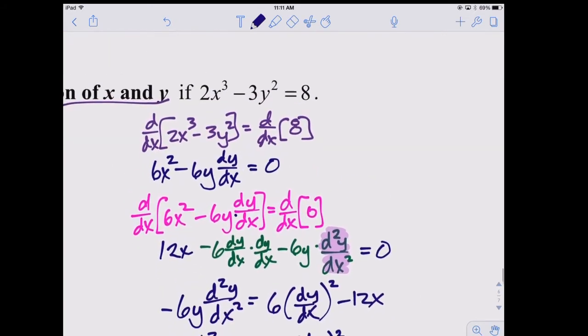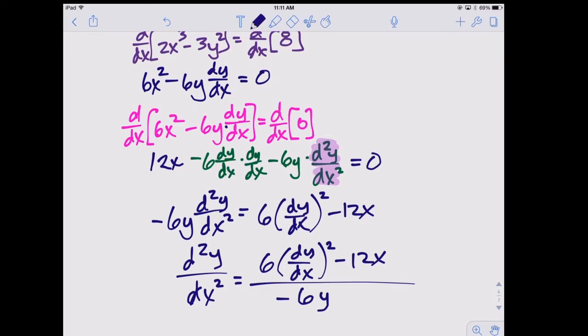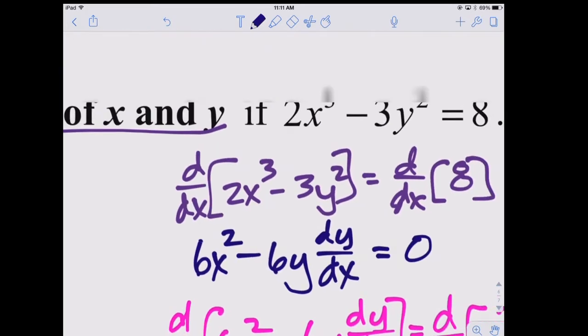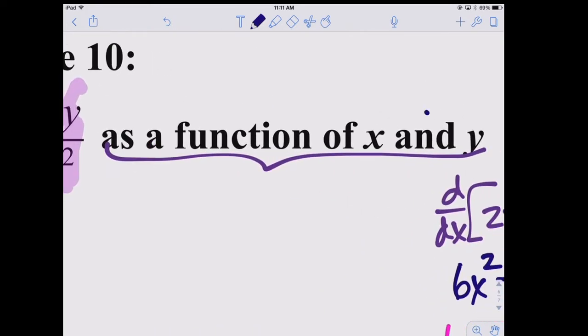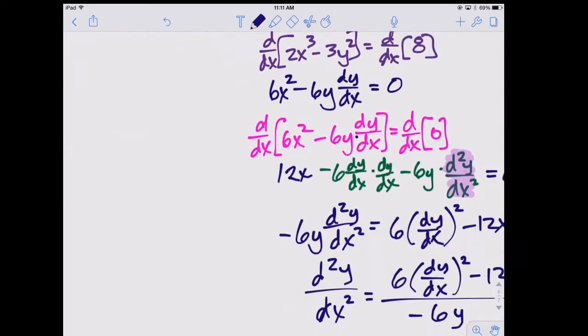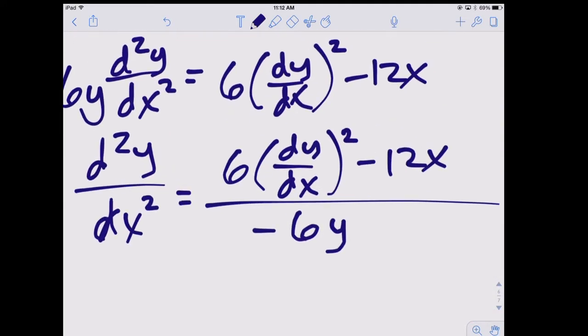No. And this is where some students do all this work and then don't get full credit, because it asks you to find it as a function of what? x and y. And notice right here we have the second derivative explicitly solved for. That's great. But it's in terms of x and y and dy/dx. So what you have to do now is somehow get rid of the dy/dx and substitute it with something that it's equivalent to that's in terms of x and y.